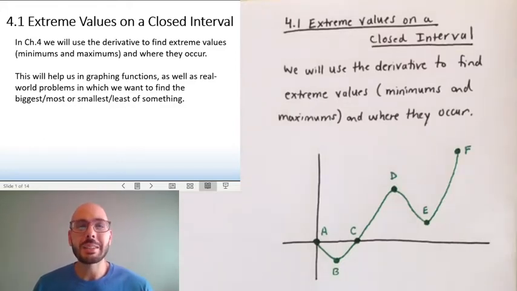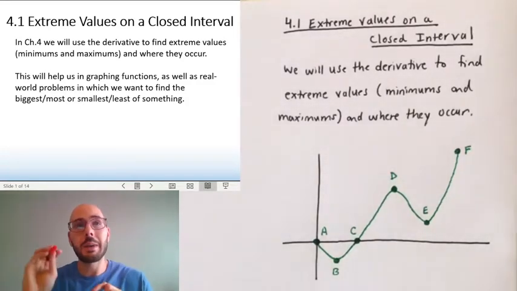Today we're going to talk about section 4.1, extreme values on a closed interval. So in chapter 4, in general, what we're going to do is use the derivative to help us find extreme values of a function. So extreme values just mean minimums and maximums. This is going to help us ultimately graph a bunch of different functions by finding those important points, the minimums and the maximums of the graph.